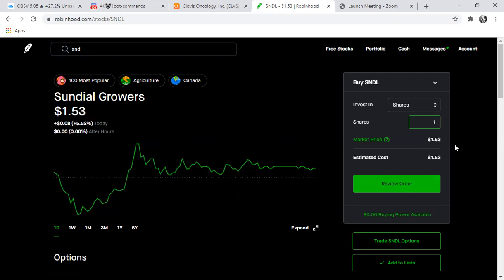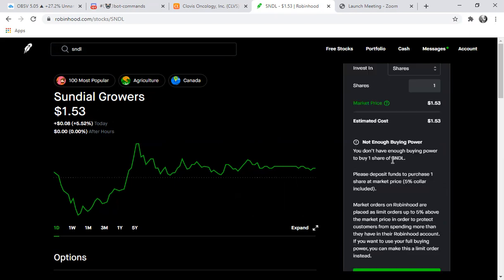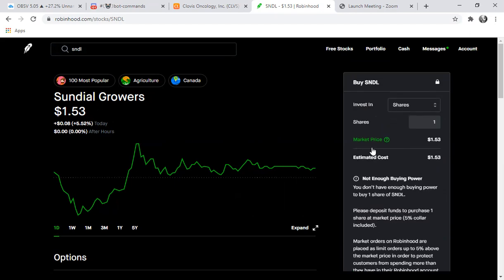You click buy, and then you're going to be on this screen. And then you just put in how many shares you want. You click review order, and then it's going to confirm. You're just going to confirm right now. This account doesn't have enough buying power, but overall, hopefully you get the idea. Very, very simple. There's nothing hard about buying a stock.